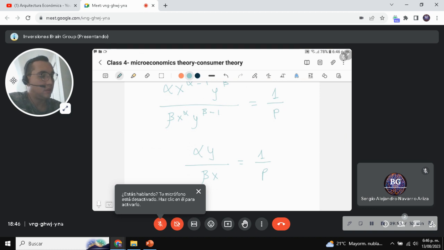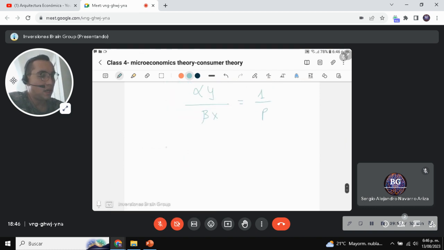The answer is: x as a function of price and income m is equal to alpha m divided by alpha plus beta. Finally, y as a function of price and income is equal to beta m divided by p times alpha plus beta. Okay, this is the solution to this example.